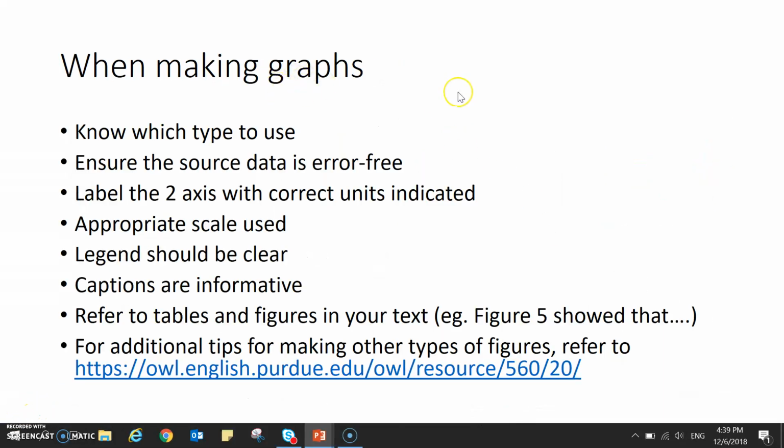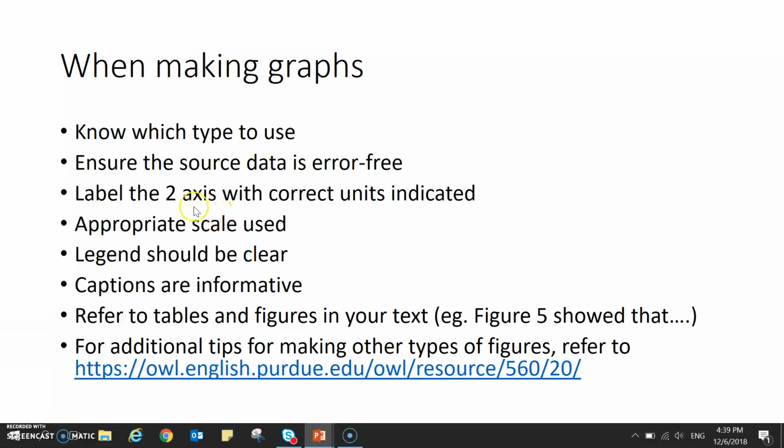When you are making graphs, there are some guidelines that you have to follow. First, you have to know which type of graph is most appropriate, depending on the research question and the type of data that you are showing. Second, obviously, you have to make sure that your source of data is error-free, because if there are any mistakes in the numbers, your graph will not be showing the actual trend.